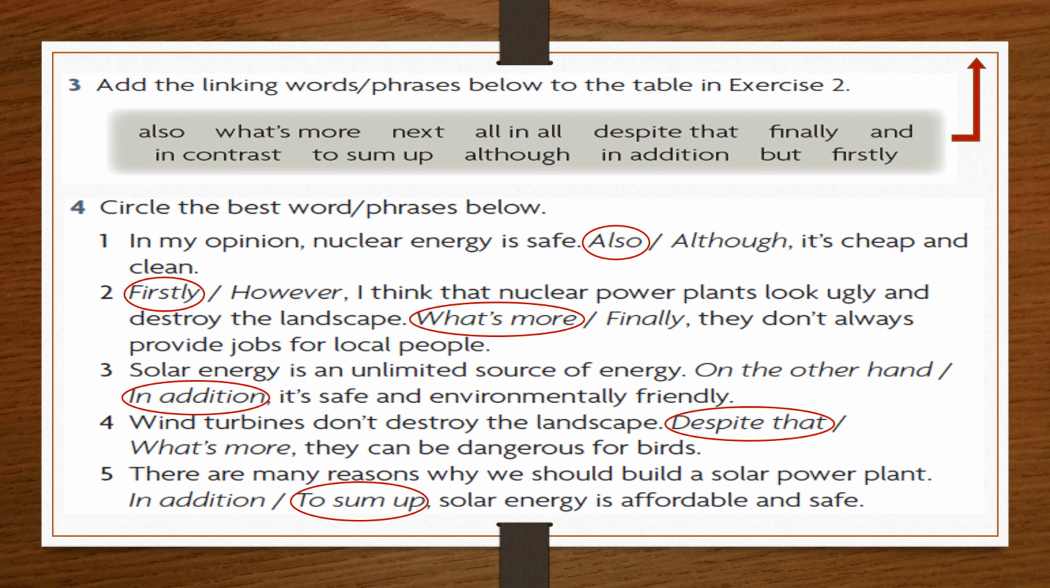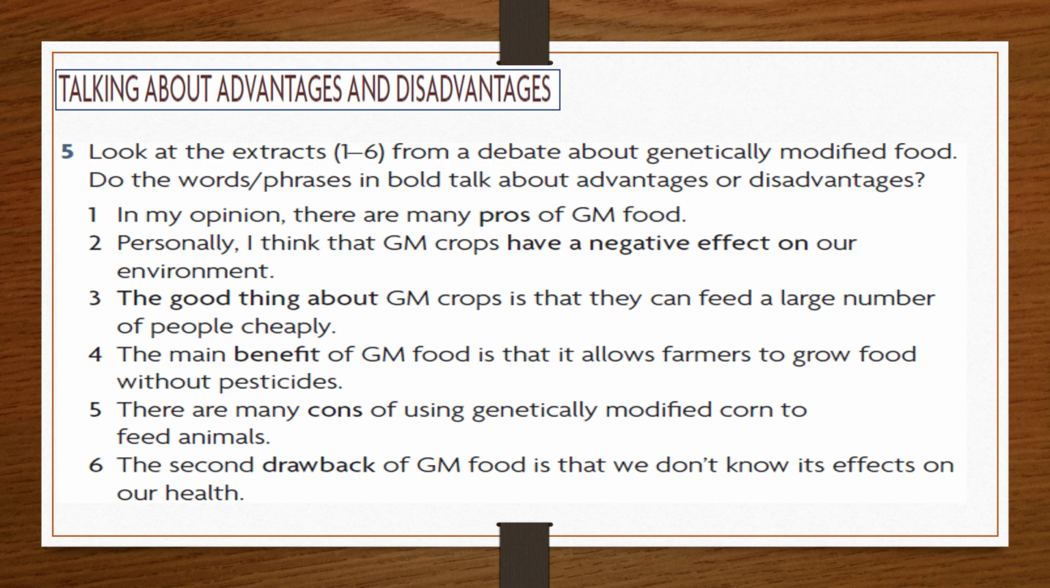These are the linking words or phrases. Now let's speak about how to give advantages and disadvantages about a topic. If you are asked to give advantages and disadvantages about a topic, first you need to differentiate them in people's opinion. Let's try to know, are these phrases or extracts talking about advantages or disadvantages?